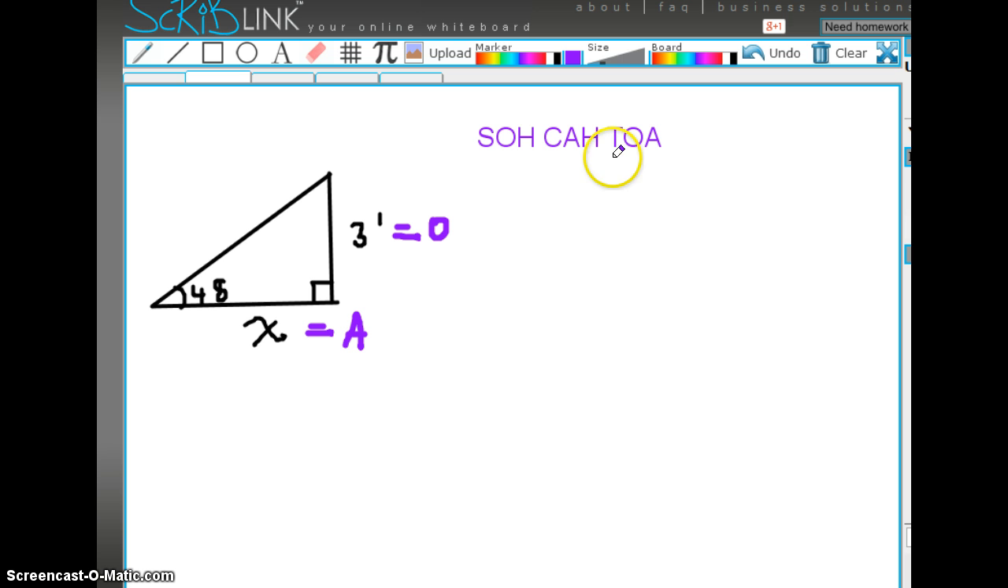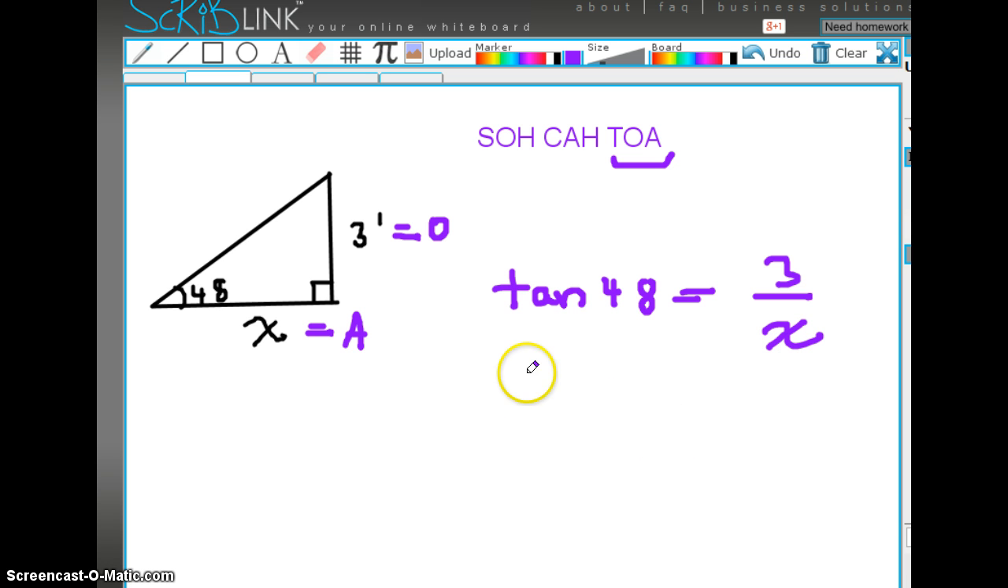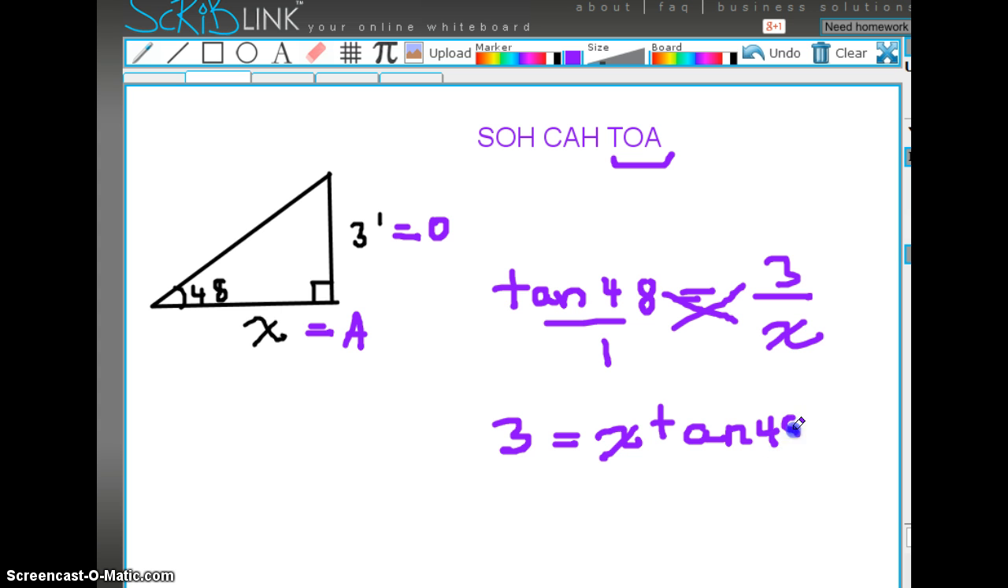So you go over to your formula, and you see O and A is tangent. So the tangent of 48 is equal to the opposite side. You don't put the O and the A, you put what they stand for, 3 divided by x. So we're going to solve for x by cross multiplying. I'm going to put a 1 over here, and cross multiplying means that these two multiplied together equals these two multiplied together, or 3 is equal to x times the tangent of 48. Dividing both sides by the tangent of 48, x is equal to 3 divided by the tangent of 48.